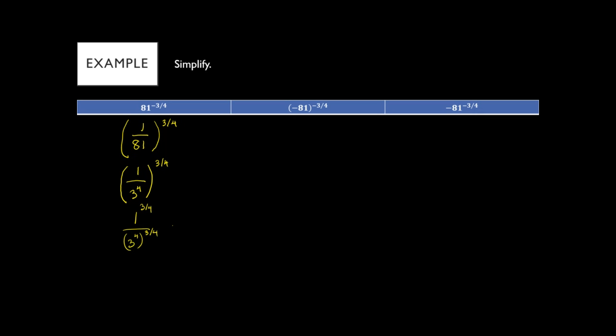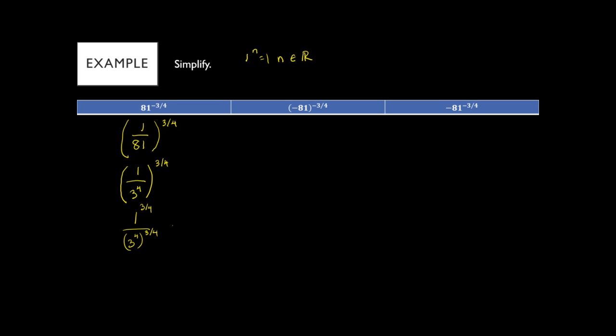So 1 to any exponent is always equal to 1, even if it's a fraction. So 1 to the n, n being any number, so I'm going to just say a real number, that's equal to 1. It doesn't matter that I have a fraction as my exponent on 1, it's still going to be equal to 1.